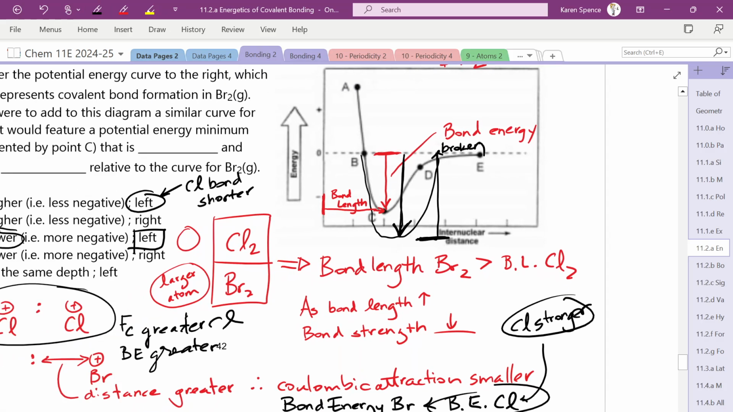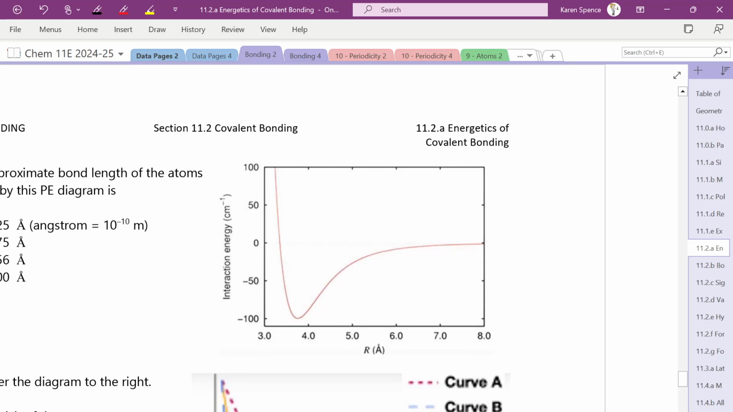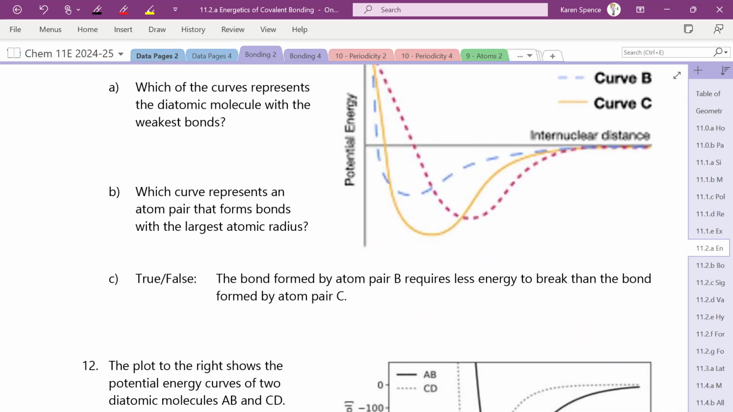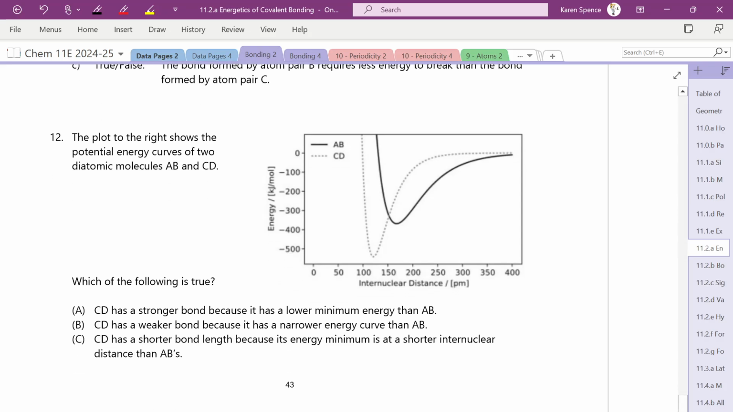Okay. What else we got? Anything else from here? Yes. Number 12. The plot to the right shows the potential energy curve of two diatomic molecules, AB and CD. Which of the following is true? I'm just going to draw in a little line here. There we go.